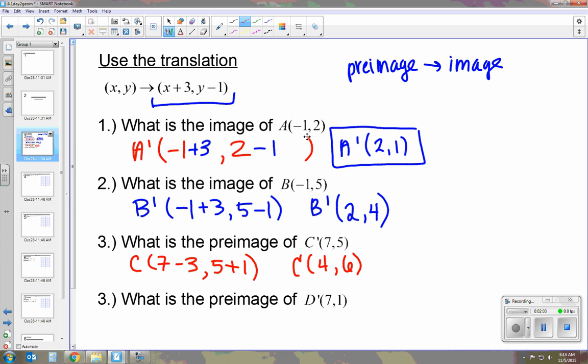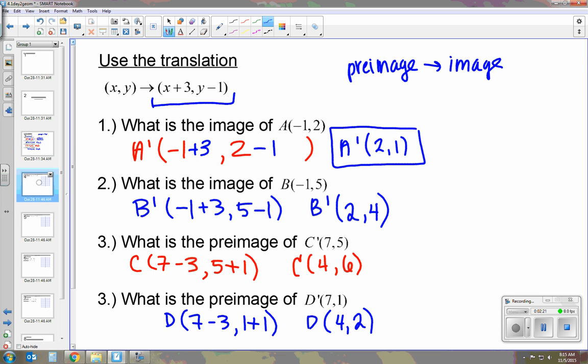All right, and the very last one, we do the same thing. So for D, we're going to do 7 minus 3 and 1 plus 1. So we get 4, 2 for that one.